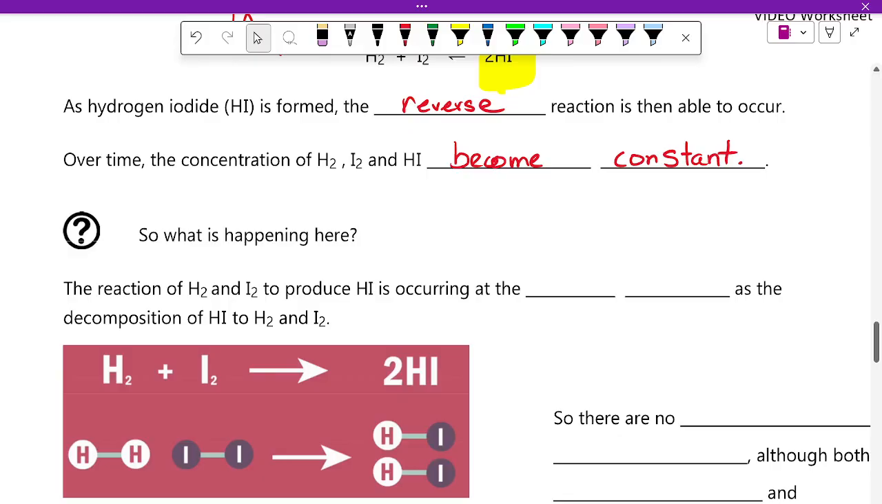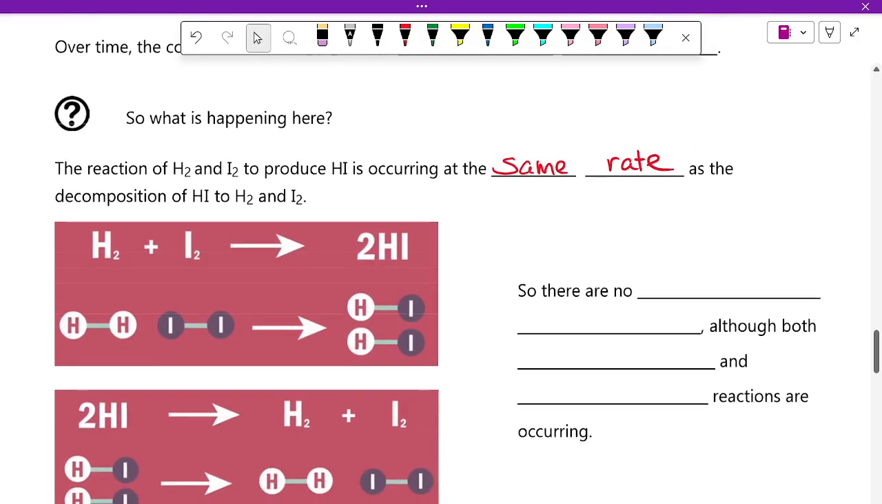So what is happening here? The reaction of H2 and I2 to produce HI is occurring at the same rate. So there are no observable changes.